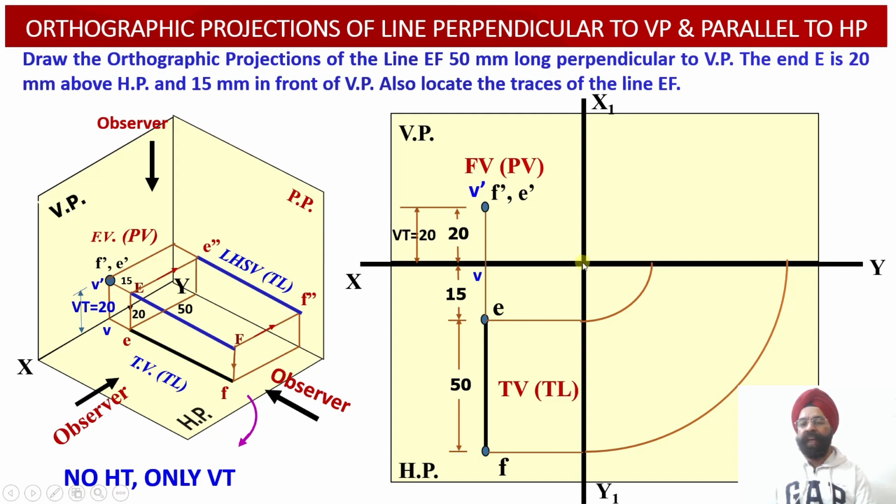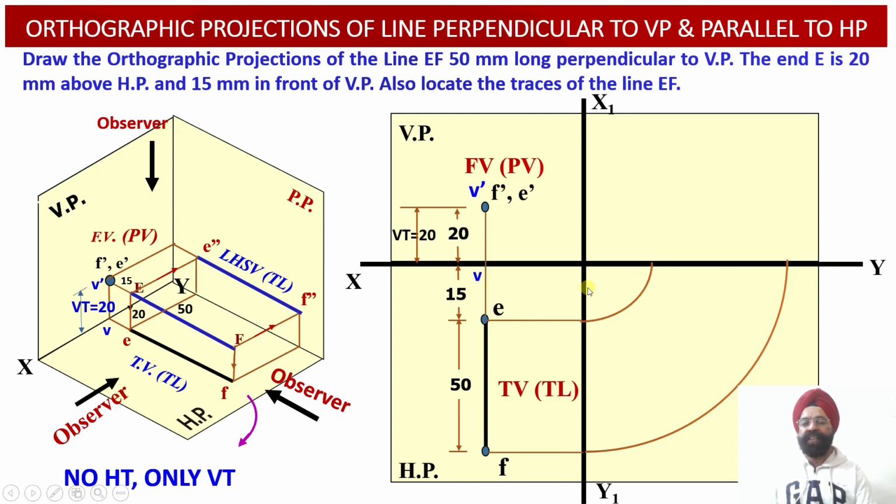That is, keep your needle here. Open the compass equal to this radius of 15 millimeter. Draw an arc so that this arc intersects with the XY reference line. So this distance of 15 millimeter in front of the vertical plane has been transferred onto the side view.